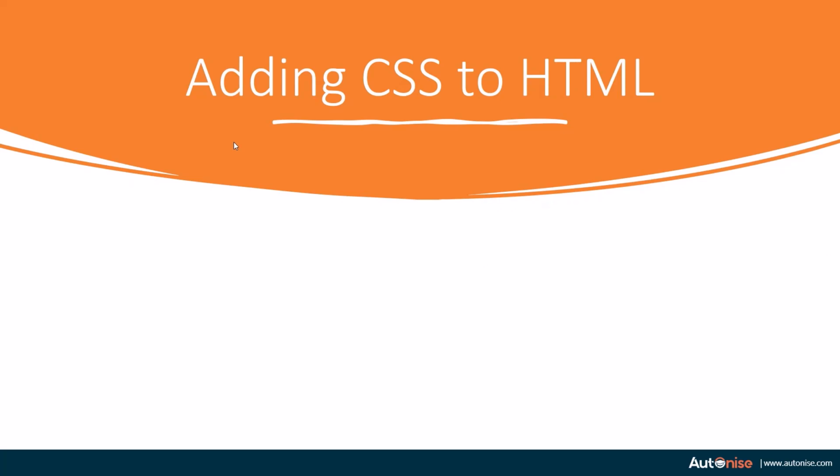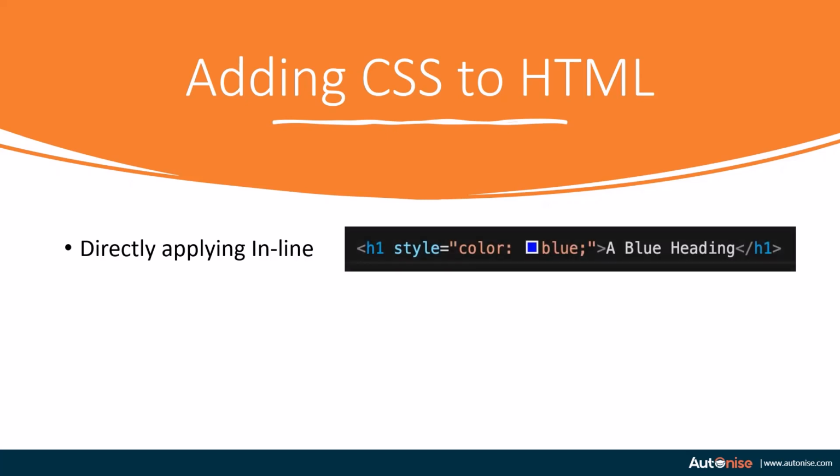So let us see the different ways in which we can add CSS to our HTML. One way is to directly apply inline CSS. This is an example of inline CSS. Over here, we have the h1 tag. It has the content, a blue heading. Now, we want to make this heading a blue color. To do that, we use the style attribute.